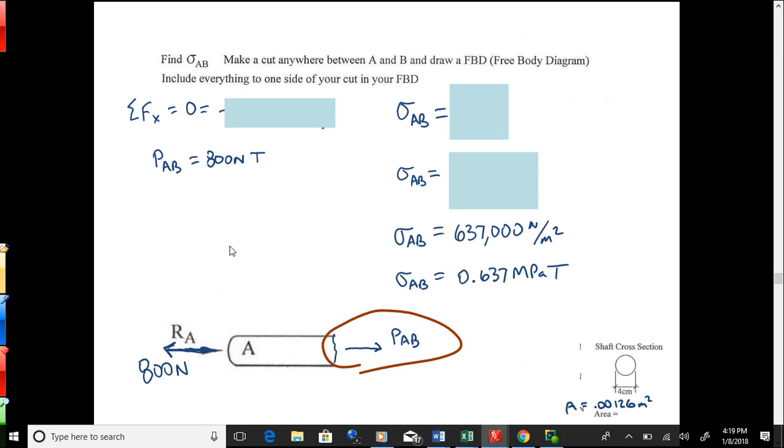So what I've got there is negative 800 to the left, that's RA, plus my unknown PAB. So then I can solve for PAB. It's 800 newtons. It's pulling, so that's tension. Tension is pulling.